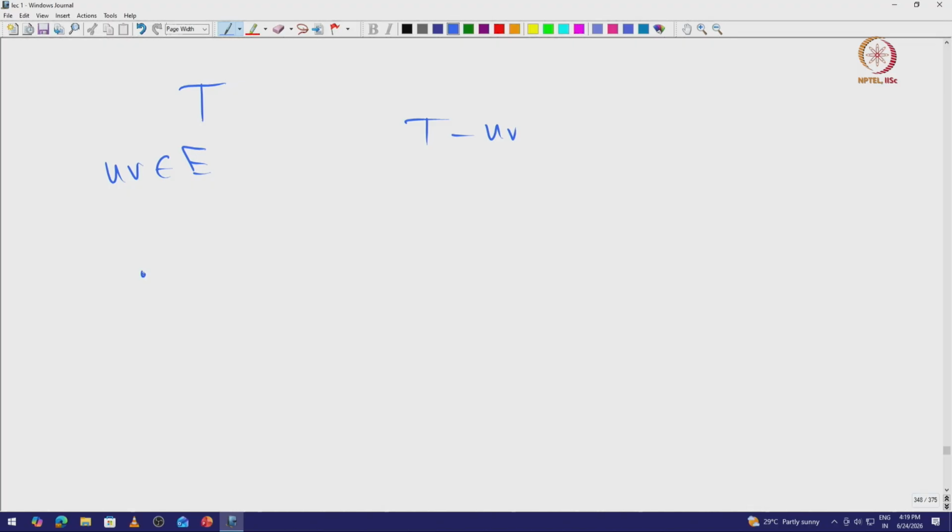So, you have these vertices u and v, and this edge uv is the unique path between them. If you remove it, since T is a tree, any two vertices have a unique path between them. Because u and v are adjacent in E, and the edge uv is the unique path between them, this T minus uv contains no u, v path.